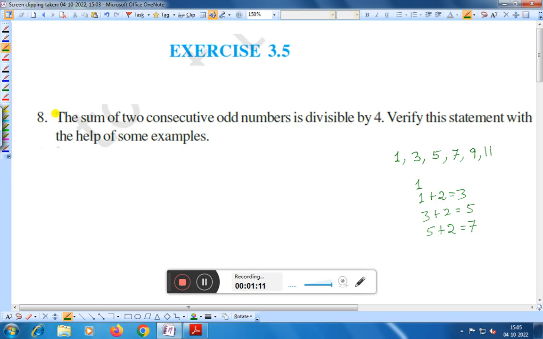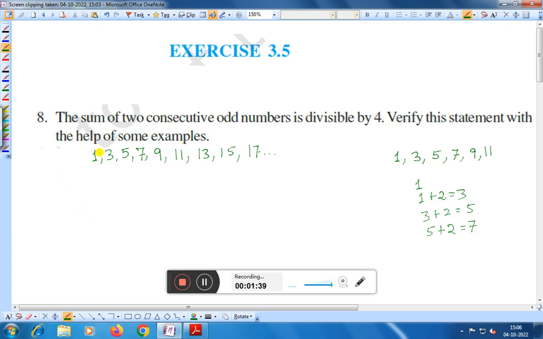First of all, we are writing the consecutive odd numbers. It is 1, 3, 5, 7, 9, 11, 13, 15, 17, etc.